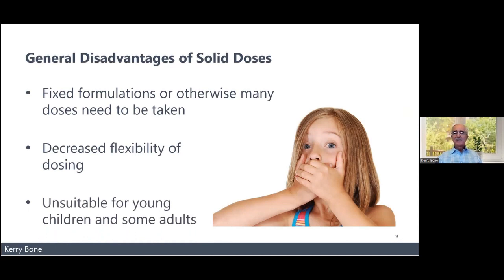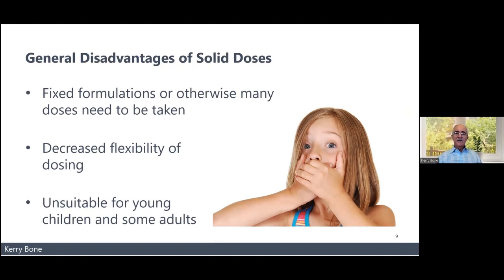There's more flexibility, of course, with powders. And because of their form, because children can't necessarily swallow tablets, they can be unsuitable. And some adults have difficulty with tablets. I have some elderly patients who do have difficulties in that regard. But for that, you can crush the tablet. You can recommend they crush the tablet and then mix it with a bit of water or honey or juice or something like that. And that works quite well for children.